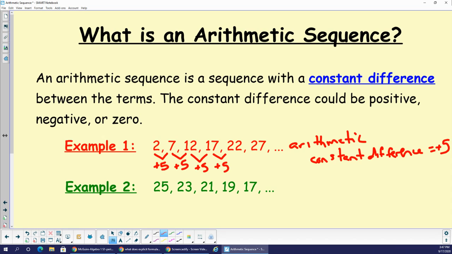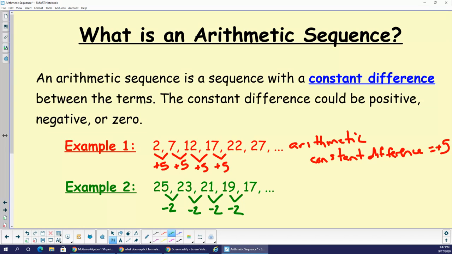Now your sequences don't always have to go up. Sometimes our sequences can go down. So let's look at this second example here. I'm looking to figure out, am I going down by the exact same number? If you are going down by the exact same number every single time, that is going to be known as an arithmetic sequence because you do have that constant difference. All right, so from 25 to 23, I clearly see I went down 2 units. 23 to 21, I went down 2. 21 to 19, I went down 2. And then 19 to 17, we also went down 2.